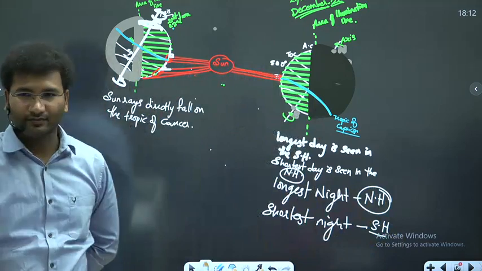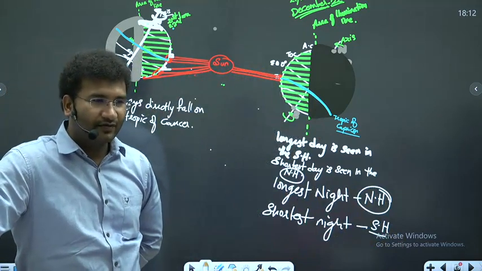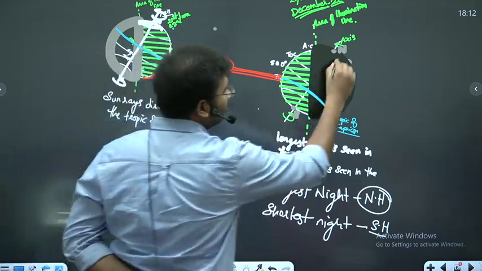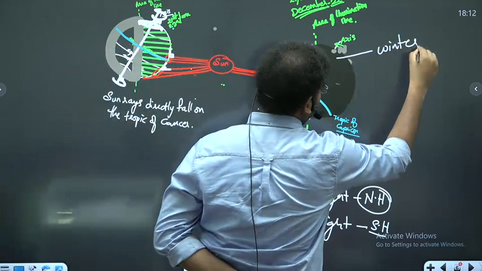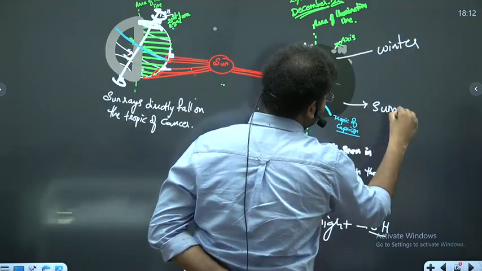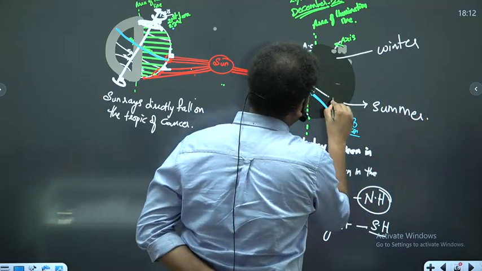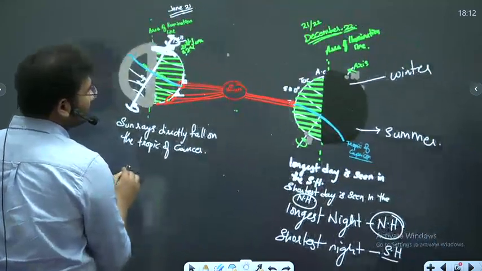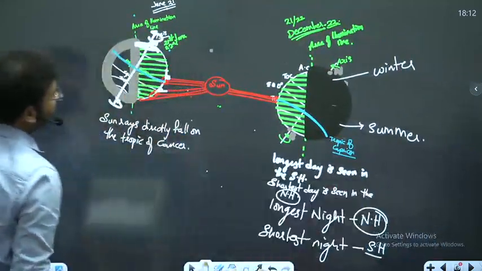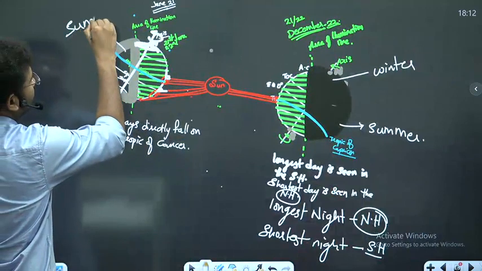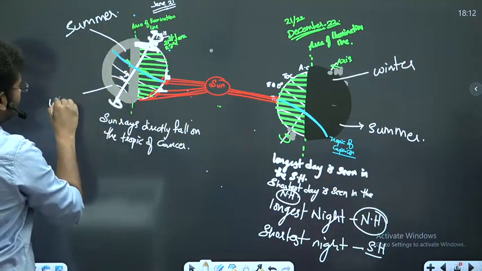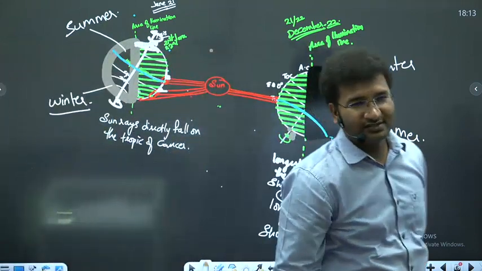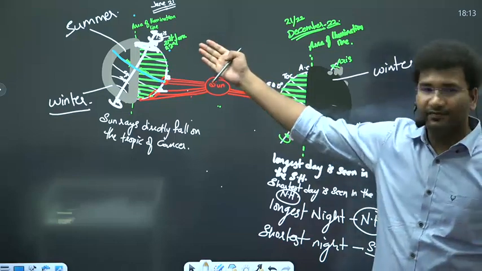Do you agree? Yes. Right? Where is winter? Winter in the northern hemisphere or winter in the southern hemisphere? Northern hemisphere, winter, and southern hemisphere, summer. ठीक है? Likewise, you see here, where do you see summer? ठीक है. Now this is the fundamental difference between the seasons.